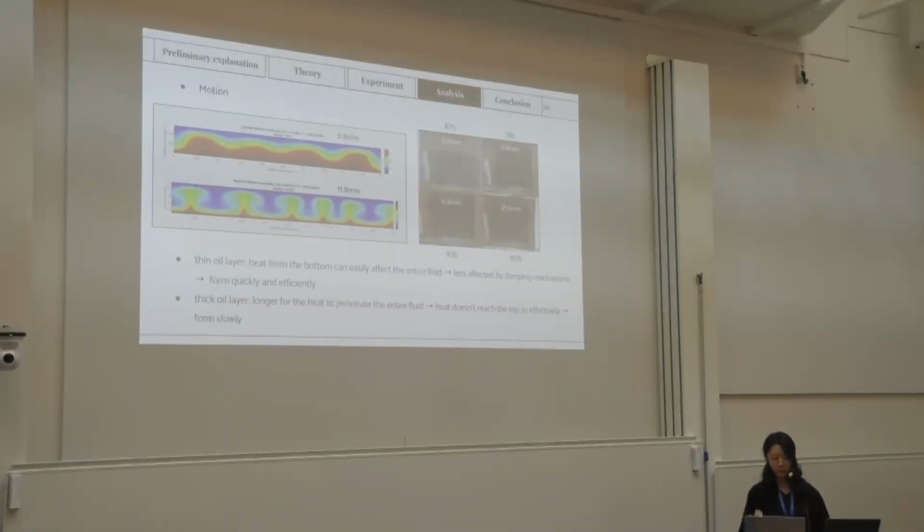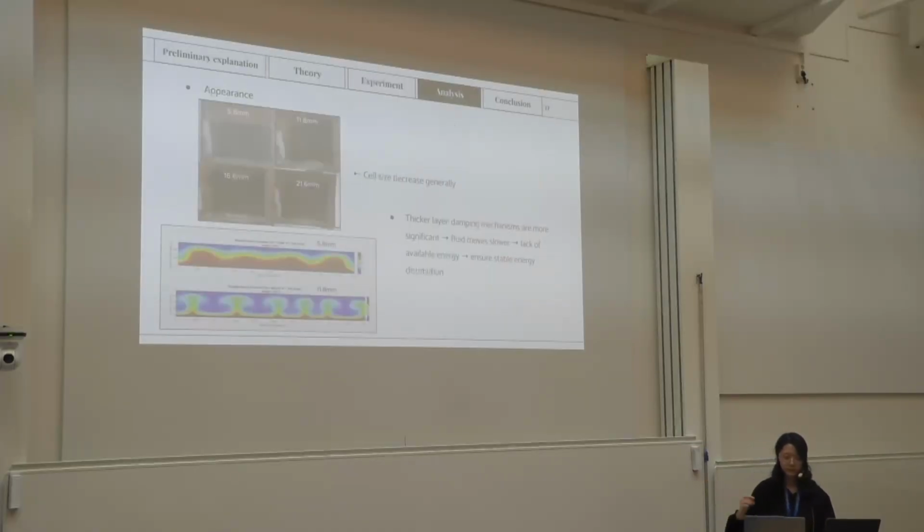Whereas for a thicker oil layer, velocity decreases and the dissipating mechanism dominates, making it take longer for the cells to form. As we previously predicted, the Rayleigh number increases as oil height increases, thus lambda decreases. Cell size is experimentally proven to decrease generally, which agrees with our predictions. The lack of energy makes it unlikely for large cells to form, as fluid tends to form more compact cells to ensure stable energy distribution.